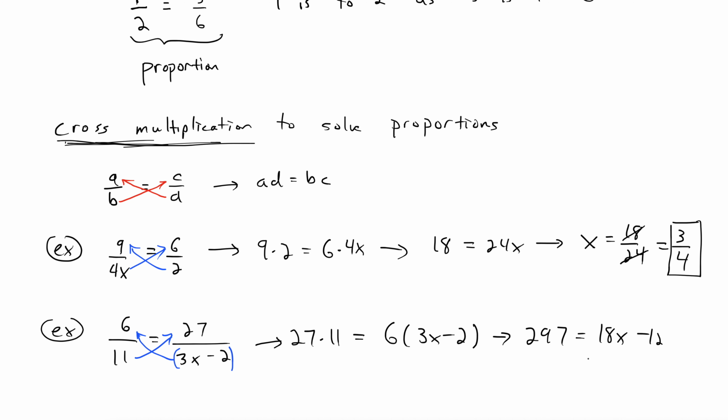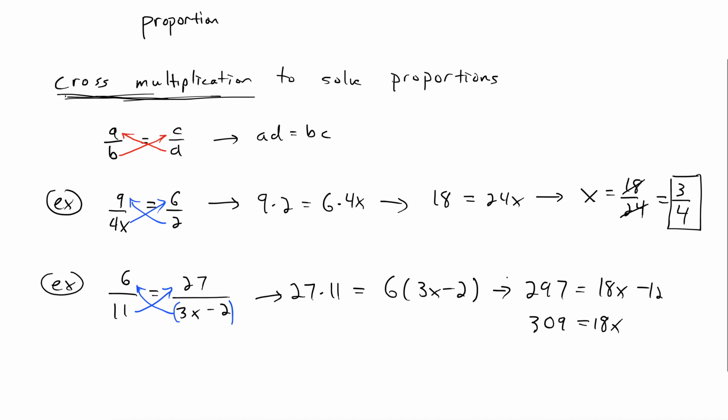We can add 12 to both sides. That gives us 309 equals 18x. Dividing both sides by 18 gives some crazy decimal, 17.166666. So I would say this, don't convert these to decimals unless it's absolutely necessary. And especially if you're doing a word problem, then you might want to convert to decimals. But if we're just doing pure math like this, let's leave it in fraction form.